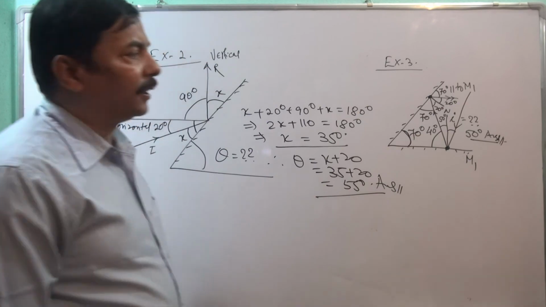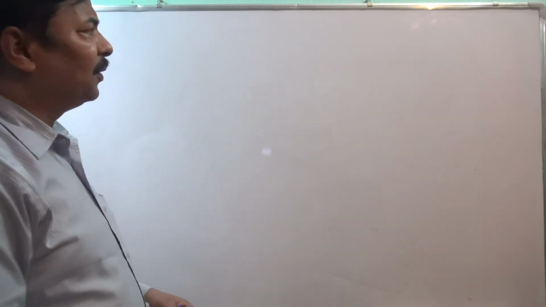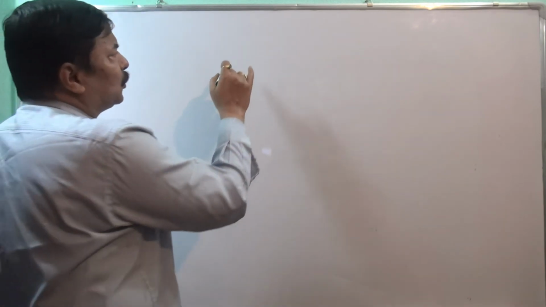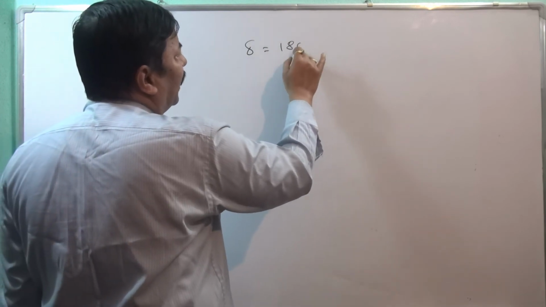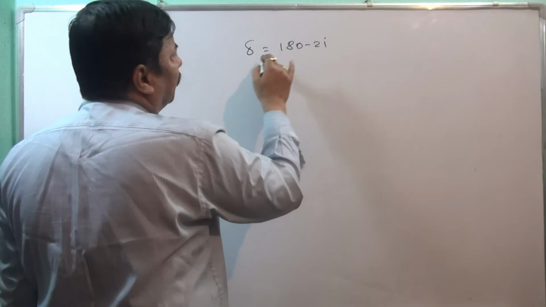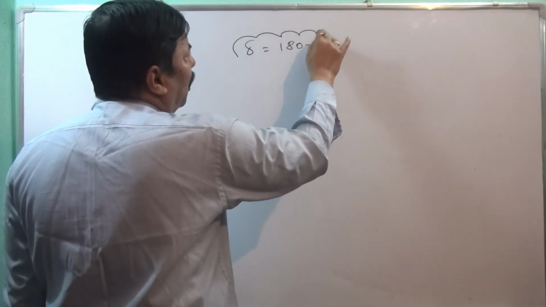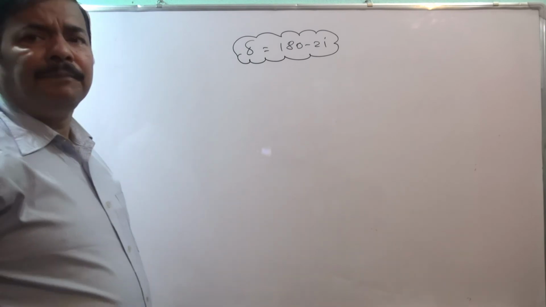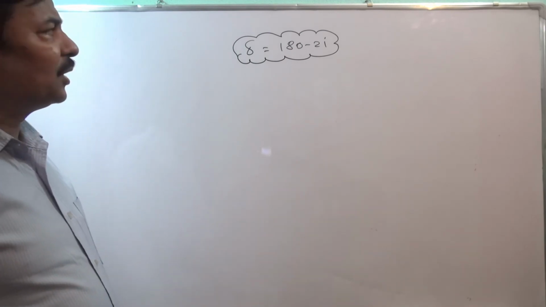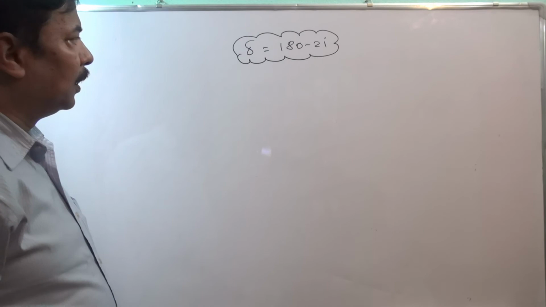Two plane mirrors are there. Now we will try to see a few examples based on deviation that we have learned. Delta is equal to 180 degree minus 2i. On this formula, we will try to see how this formula can be applied in order to solve a few questions in finding the value of deviation.